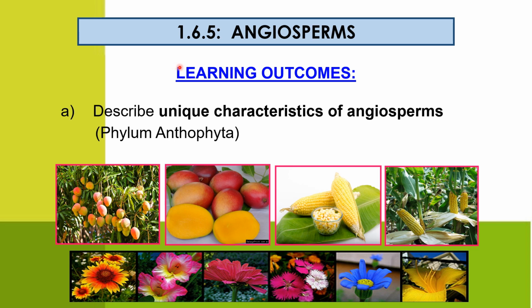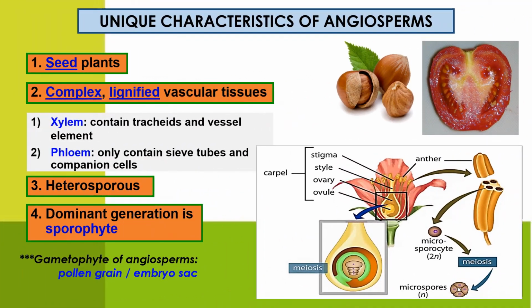And the last group of kingdom Plantae is angiosperm. At the end of this lesson, students should be able to describe the unique characteristic of angiosperm. Unique characteristic of angiosperm. Angiosperms are seed plants. The seeds are enclosed by fruit.